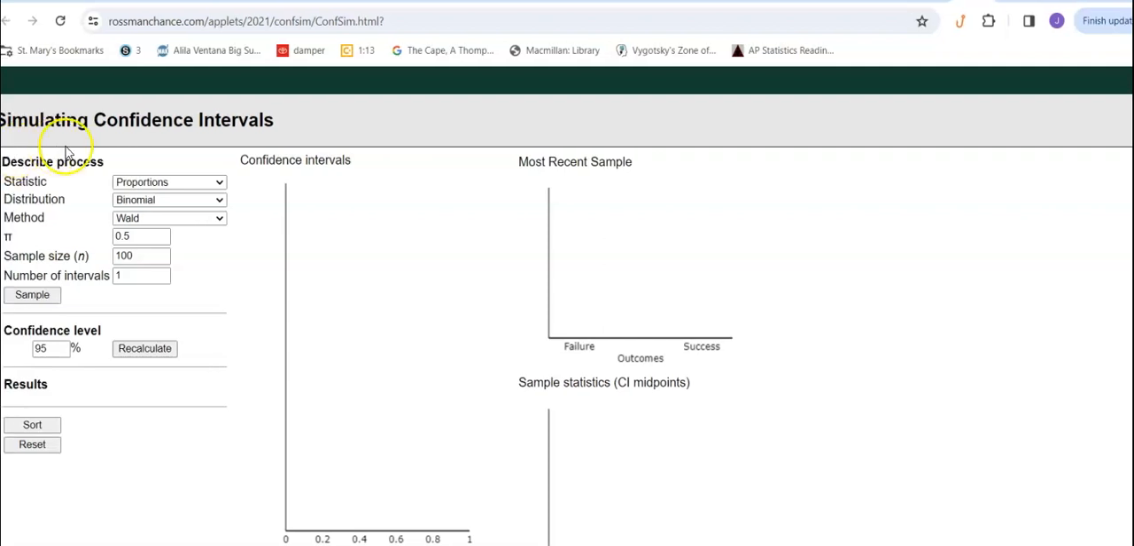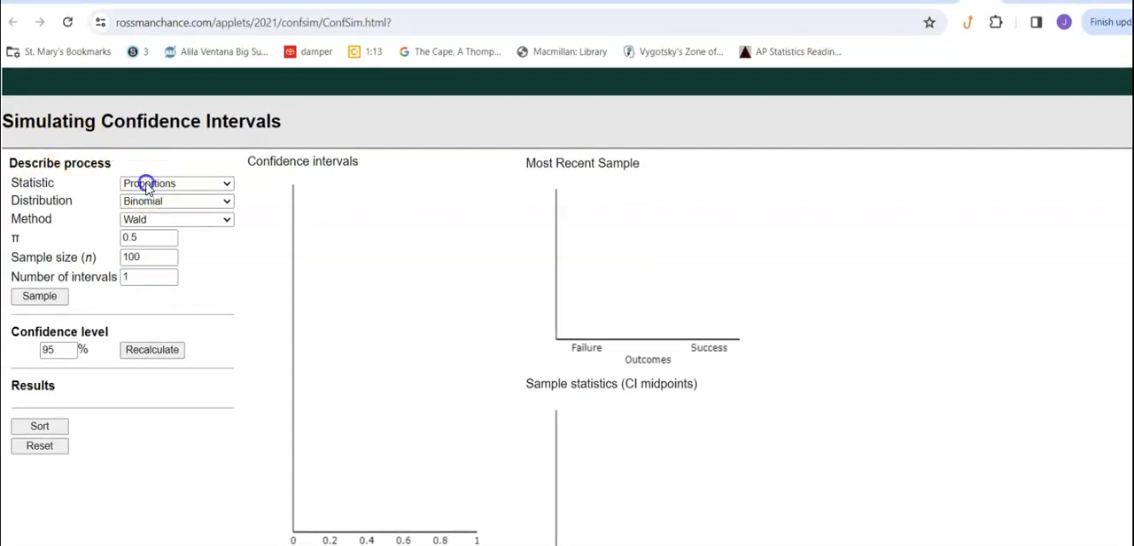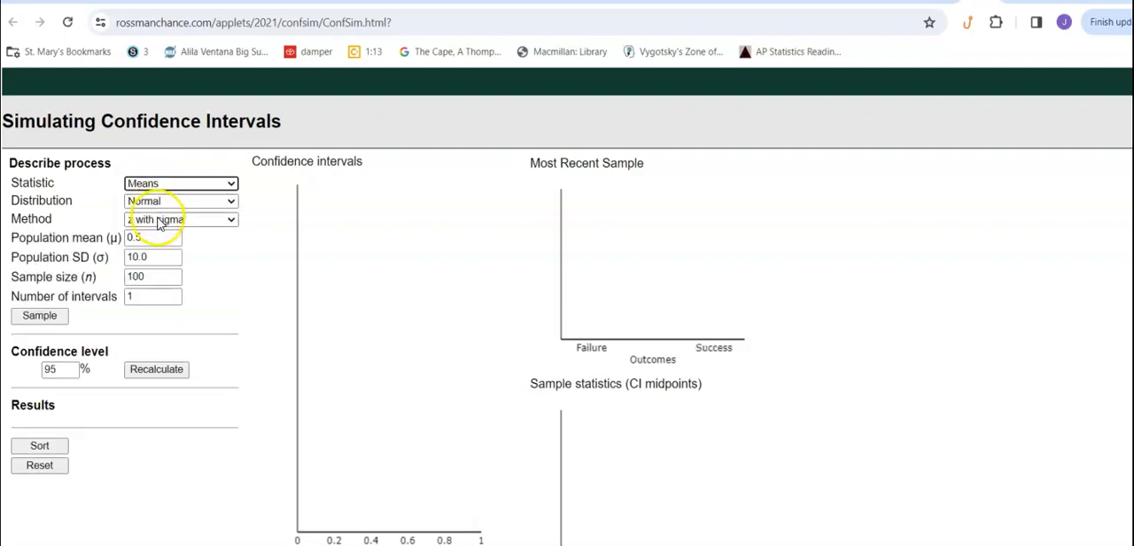Okay. So I'm going to fill out the drop downs there. The first thing we're going to do is means instead of proportions. It is normal. We're going to do z with sigma. We're going to say the population mean was 100. The standard deviation was 20, I believe. Sample size was 4. We're just going to take one interval, but we need to do this at the 99% confidence interval level.